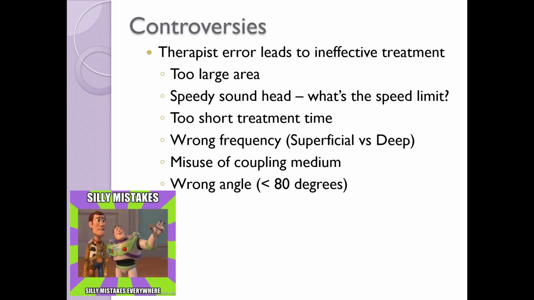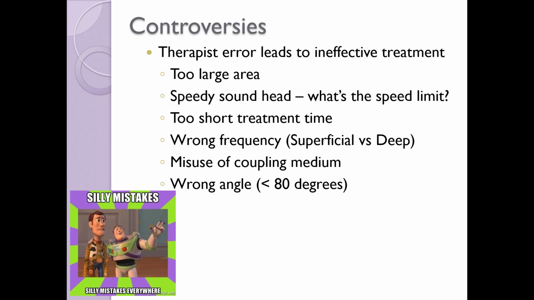Some of the controversies with the use of ultrasound therapy frequently stem from therapist error, which leads to ineffective treatment for patients. Some common mistakes include trying to treat too large of an area, having a speedy sound head. Remember that the sound head should move slowly. What's the speed limit? That's right, the sound head should move at a speed of 4 centimeters a second. Having too short of a treatment time. Remember to utilize the chart to determine our treatment time parameters. Using the wrong frequency, either superficial versus deep.